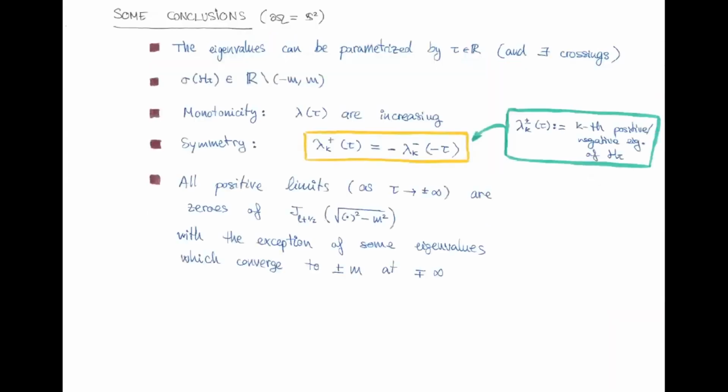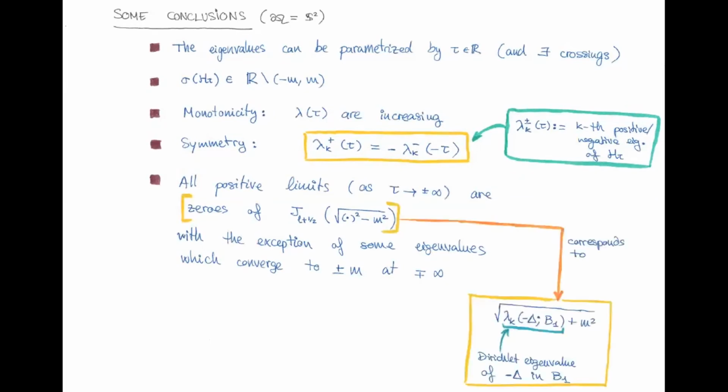Okay, but these zeros of these functions are well known because these are related with the eigenvalues of the Laplacian in the sphere, right? Because the positive zeros of the spherical Bessel functions are going to be the eigenvalues of the Dirichlet Laplacian in the ball. Okay, so the eigenvalues of the Laplace operator with zero Dirichlet condition in the boundary.